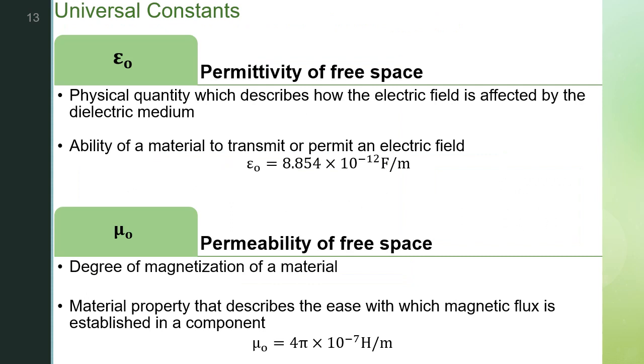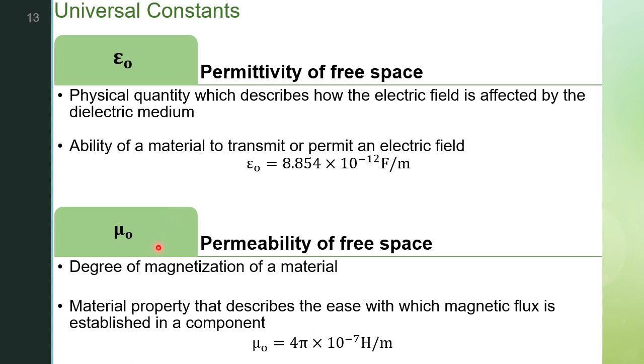You have learned about certain concepts like permittivity, permeability, velocity of light in free space, etc. We'll just see what they are and their values. Permittivity describes how the medium will affect the electric field. That is, it is the ability of a material to transmit an electric field through it. It has a constant value of 8.854 × 10^-12 farad per meter, and it is denoted by epsilon naught. That is called the permittivity of free space.